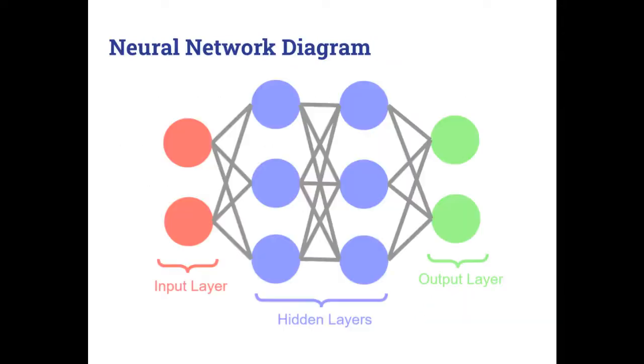So here we have a diagram of a neural network, and neural networks consist of layers. The first layer on the left is the input layer, and the input layer in this case would be the fundus image. And then the hidden layers essentially process this image, and then the output layer classifies the image in classification problems.